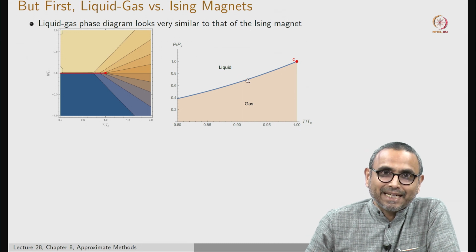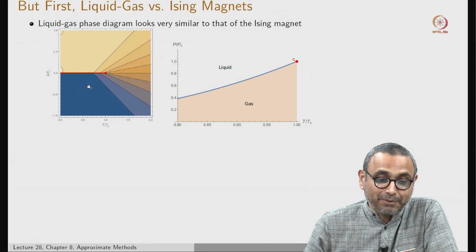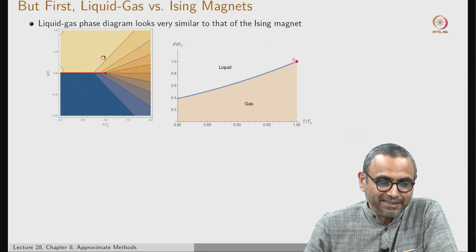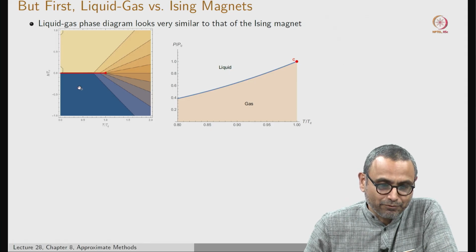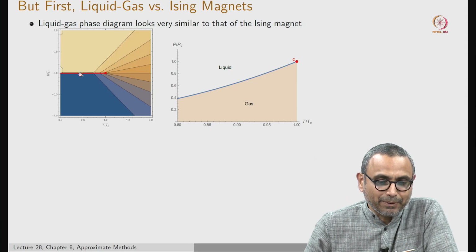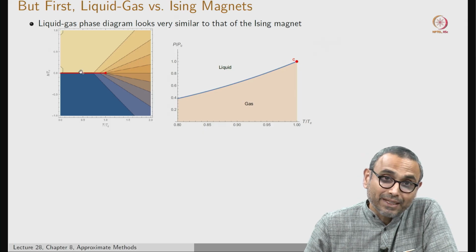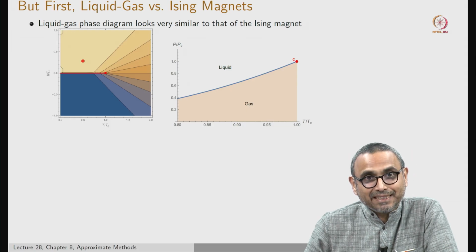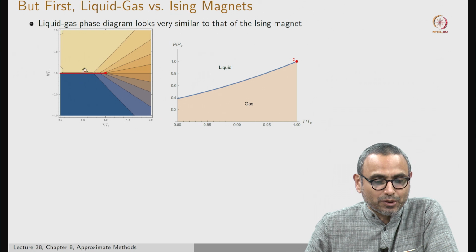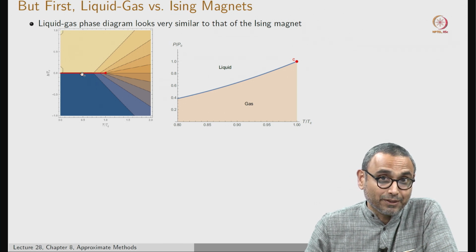Now let us look at the liquid gas story. I must add one more thing here. If you look at this Ising magnet, you will see that this line at H equal to 0 is a line of first order transition in the following sense: if I am at some low temperature, let us say T by Tc is 0.5, if I am in this down polarized state here with a negative magnetic field, if I reduce the magnetic field to 0 and then go to positive magnetic fields, you will see that I will change the magnetization abruptly at H equal to 0, and that corresponds to a first order transition.